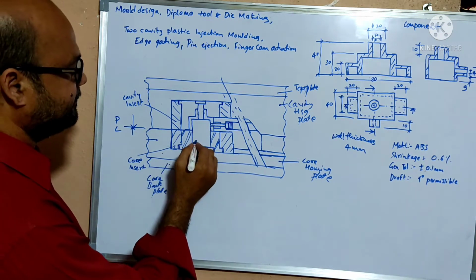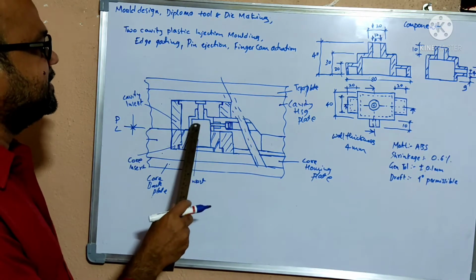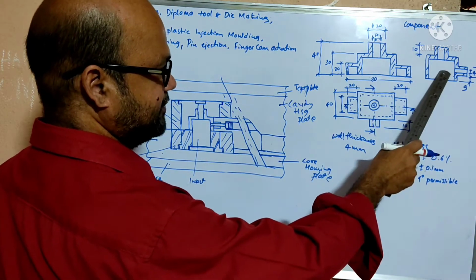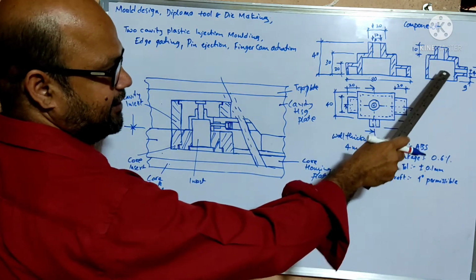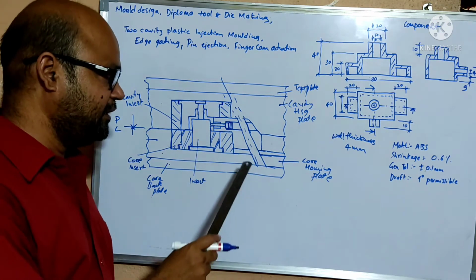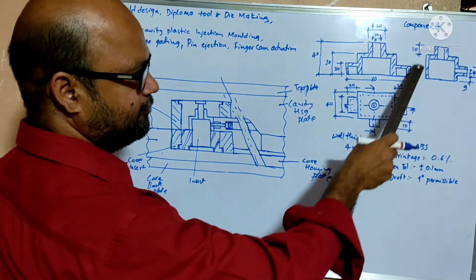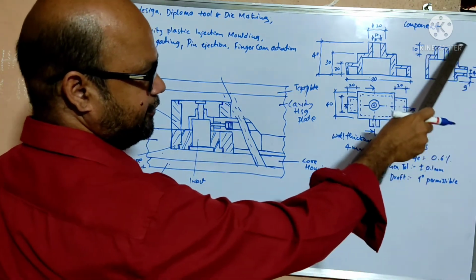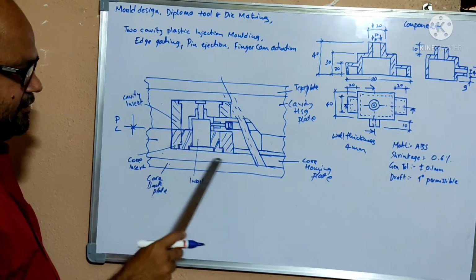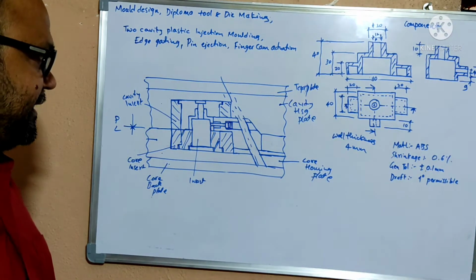This is the insert which gives the internal profile for the component. This insert will give the internal profile of the component. Here, for the ease of showing the side core, I have used the side view of the component. This view I have used for ease of showing the component in the design.